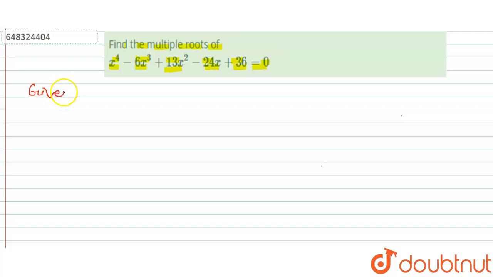So what is given to us? We have given a function. Let's suppose that f of x is equal to x to the power 4 minus 6x cube plus 13x square minus 24x plus 36. We know that this is a biquadratic equation, so a maximum of 4 roots will be there in this biquadratic equation.